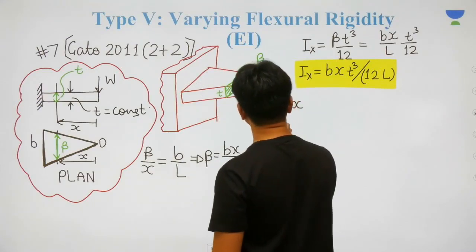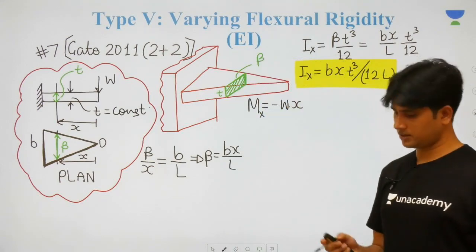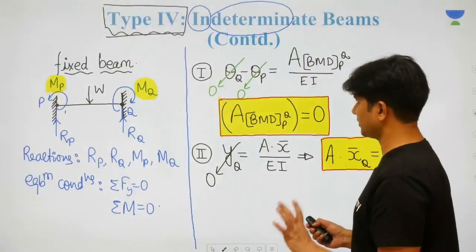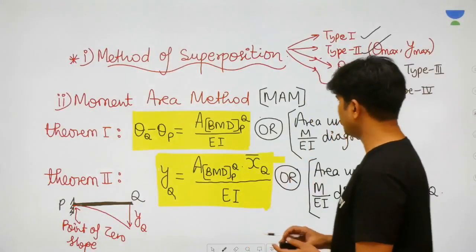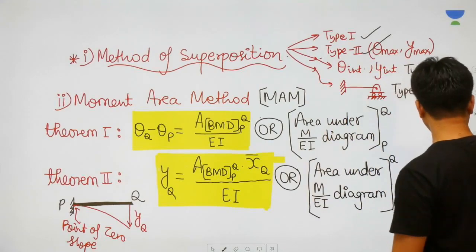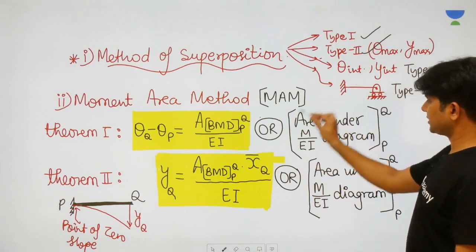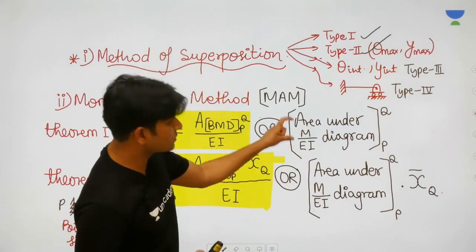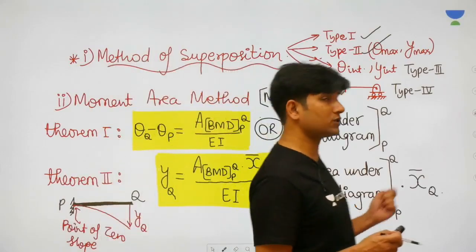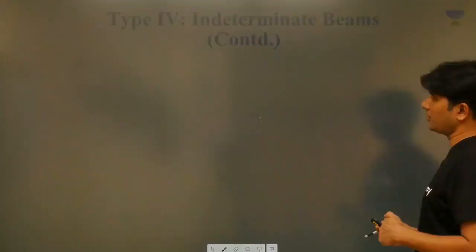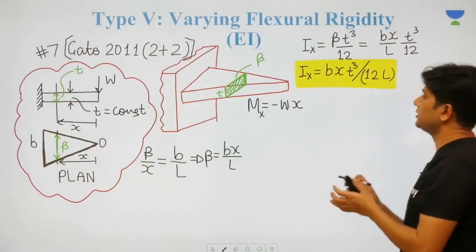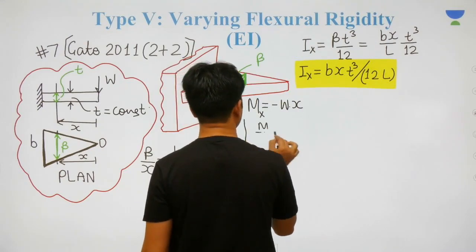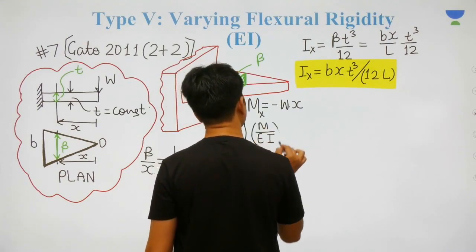Now let us try finding out the M by EI value. Why? Let's go back and recall something that we have learned in this session. I told you, my dear friends, that if the moment of inertia of the beam is varying, then you will have to consider the M by EI diagram, not just the bending moment diagram. So now we'll go ahead and try constructing the M by EI diagram.